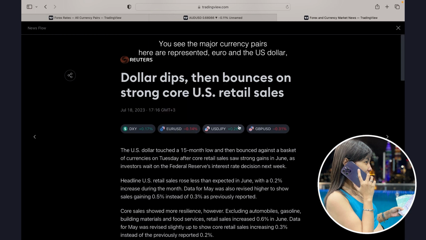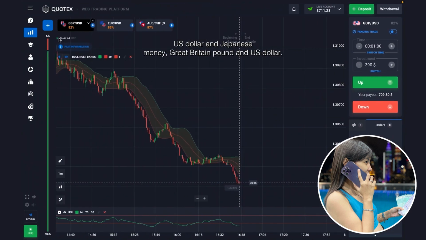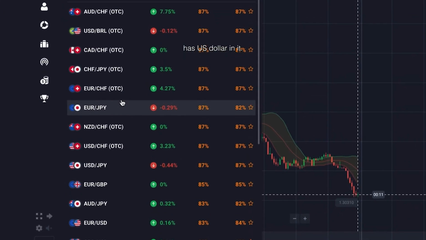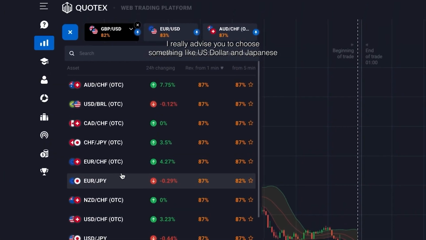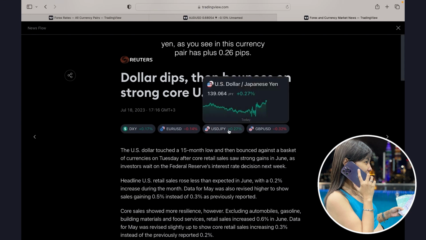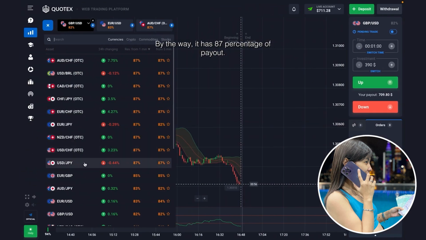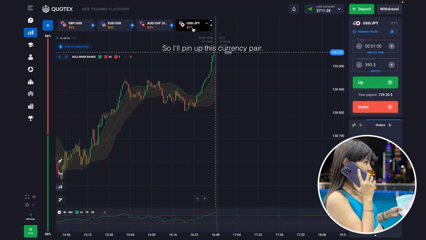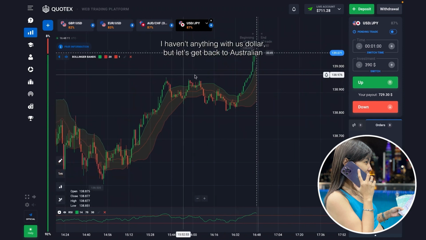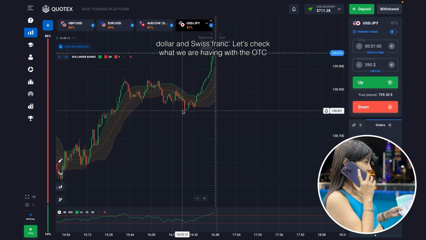You see the major currency pairs here are represented, euro and US dollar, Japanese yen, Great Britain pound and US dollar. And you see lots of currency pairs, and QUOTEX has US dollar in it. And I really advise you to choose something like US dollar and Japanese yen, and as you see, this currency pair has plus 0.26 pips, and I think I will choose this currency pair. By the way, it has 87% of payout, and I'll pin up this currency pair. I haven't anything with US dollar, but let's get back to Australian dollar, Switzerland franc.